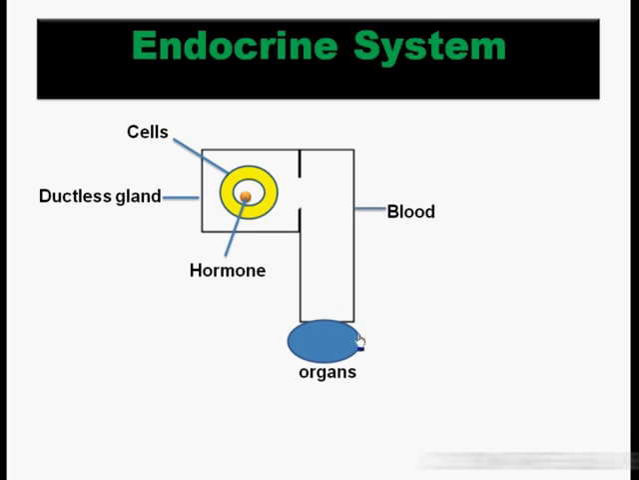And this blue oval shape is our what? Representing all our organs. Now, observe what happens here. All right. Now notice what happens. The hormone leaves the cells of the ductless gland and then what? It enters the bloodstream and the blood carries this hormone to the organs. That's simply what happens.